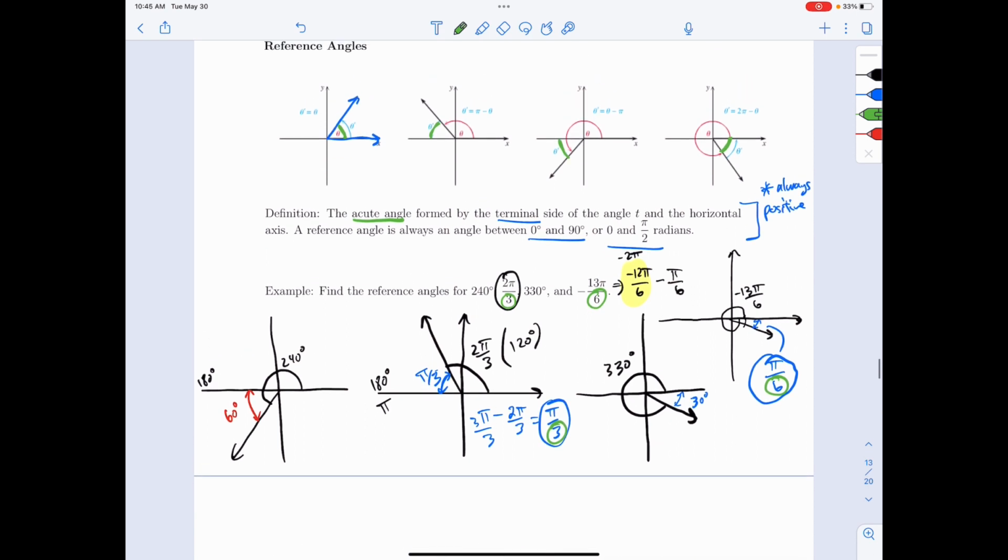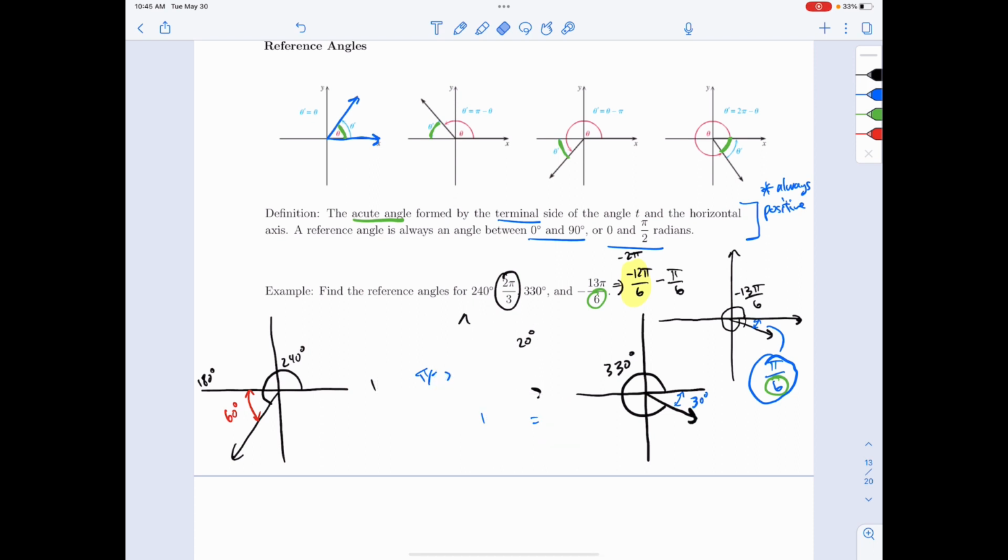Now, the reason that this is useful is if we're dealing with an angle on the unit circle, and let's just talk about 2 pi over 3 because that's an angle on the unit circle. Let me do some erasing here. I'm just cleaning this up, and I'll redraw this angle. All right, so 2 pi over 3 is up here, and that reference angle was pi over 3. And pi over 3 is a value on the unit circle.